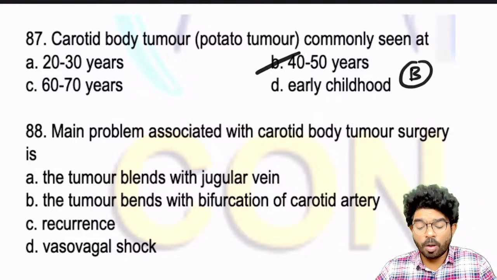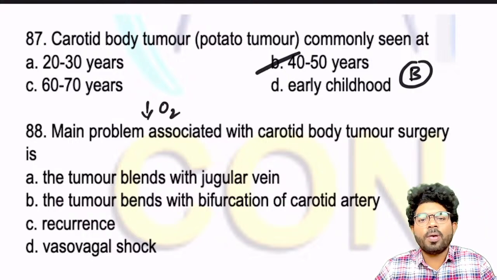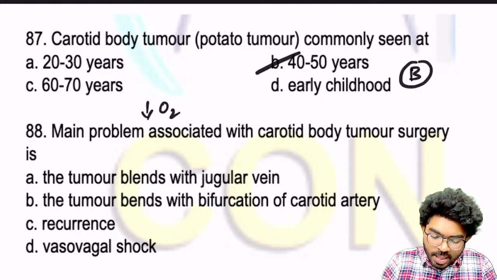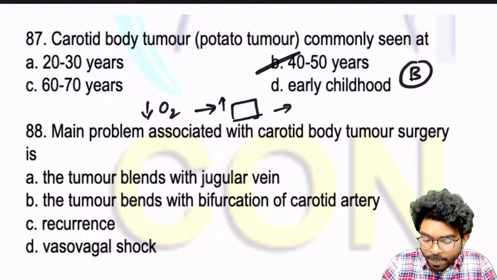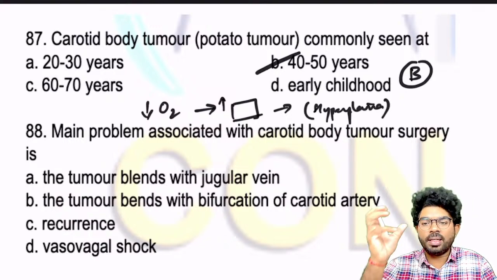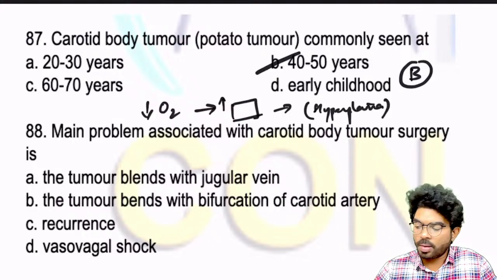And it is most commonly seen in the patients who live at higher altitudes. Whenever patients live at higher altitude, your oxygen tension will be less, hypoxia will be more. So whenever there is hypoxia, the carotid body area at the bifurcation will get activated. That leads to hyperplasia. That hyperplastic tumor is called carotid body tumor.